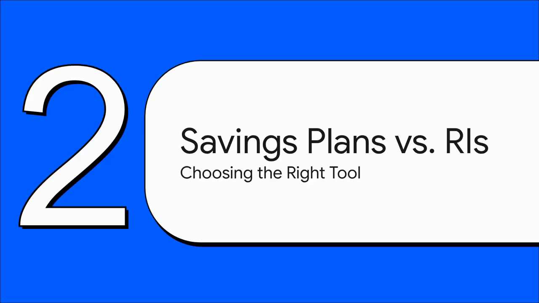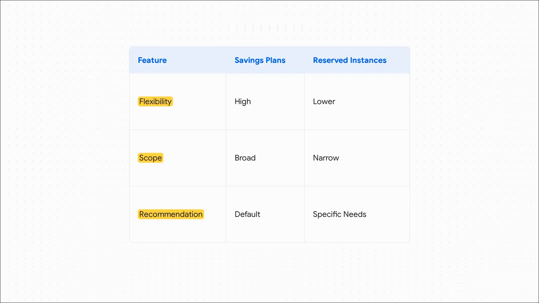Okay, so you're on board, you're ready to make a commitment. What's in your toolbox? Well, AWS gives us two main options: the new school, super flexible savings plans and the old school workhorse, reserved instances. And this table tells you pretty much everything you need to know.